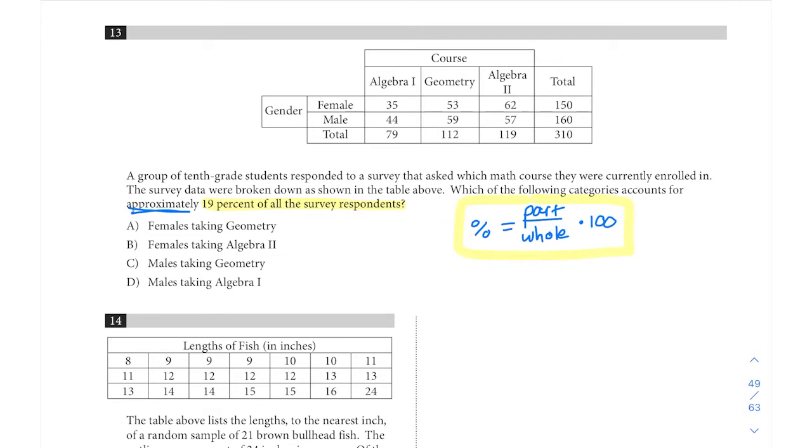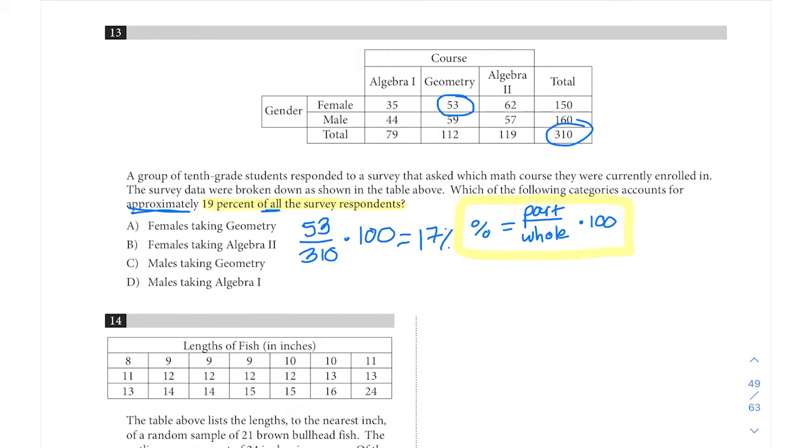Females taking geometry. So if we look at our table, we look at females and we look across to geometry, that will be 53. And it says of all, so out of all participants, which means our grand total, which is 310. So if we do 53 over 310 and then times 100, let's see what that gives us. That comes out to about 17.1%. So that's going to be approximately 17% for this.